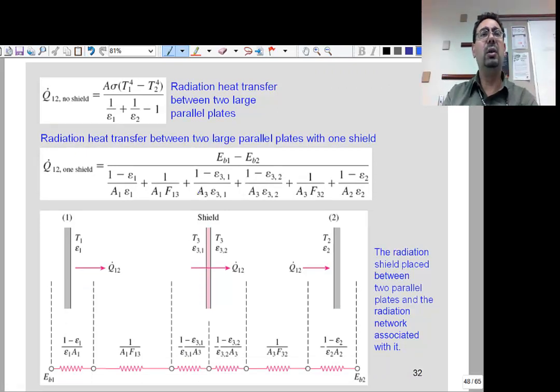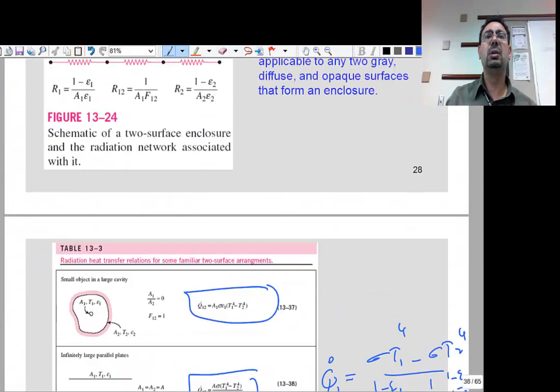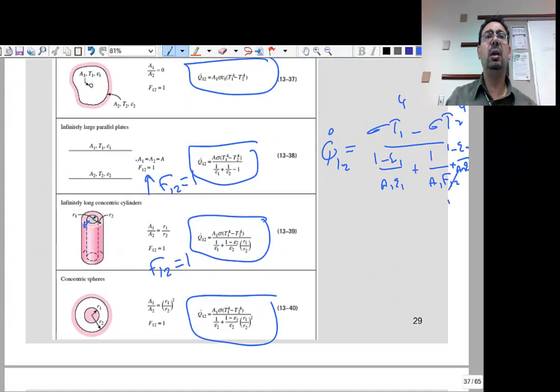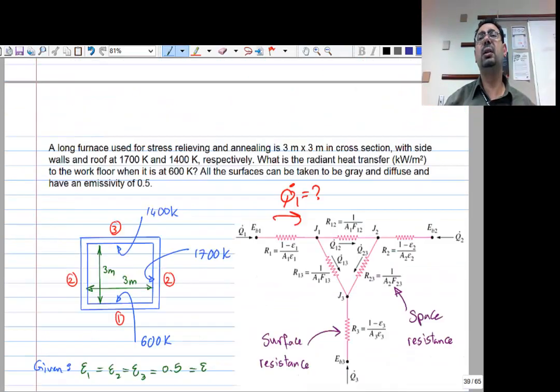All right. So first of all, this is the flow or the heat transfer between two large parallel plates. This was in the table that we visited earlier. It's this equation here. Two parallel plates, infinitely long. They don't see anything else in the world except themselves. So that would be the Q between them. That's equation 1338.